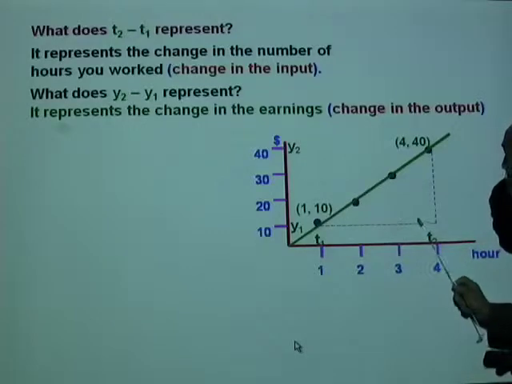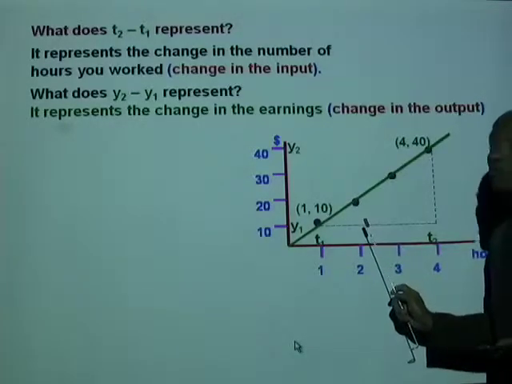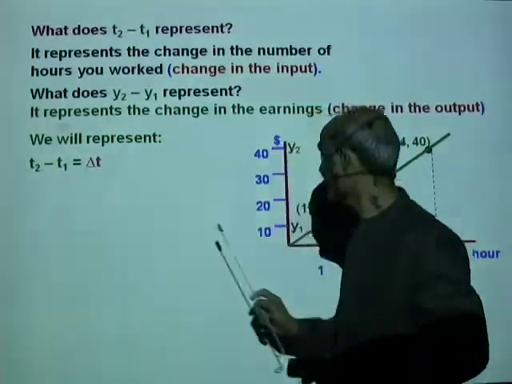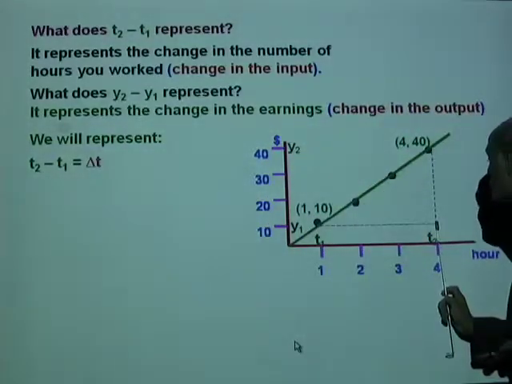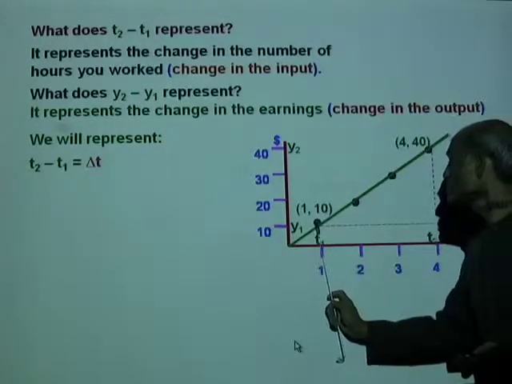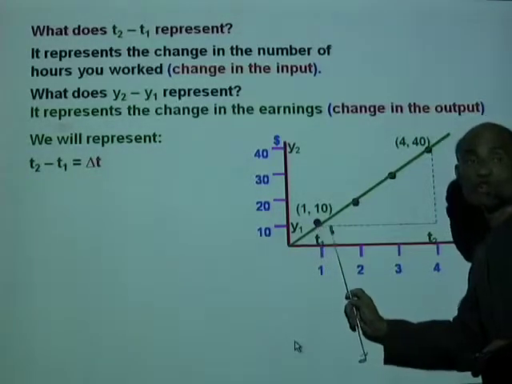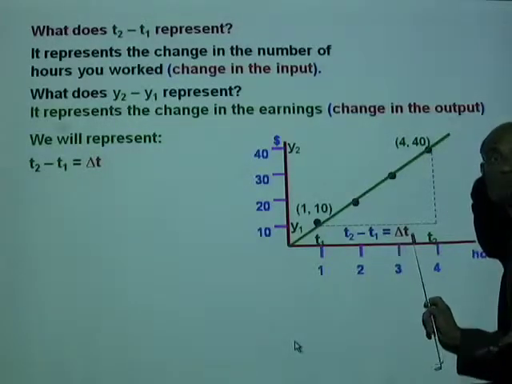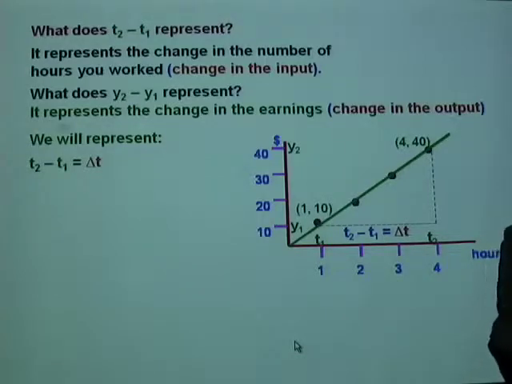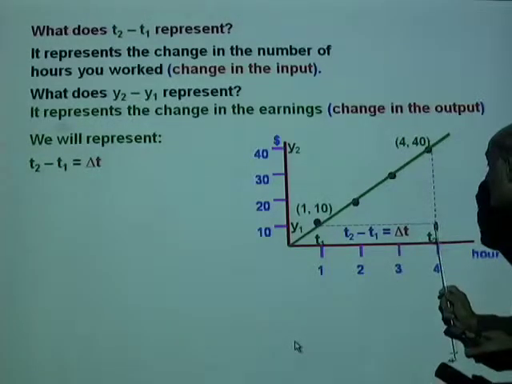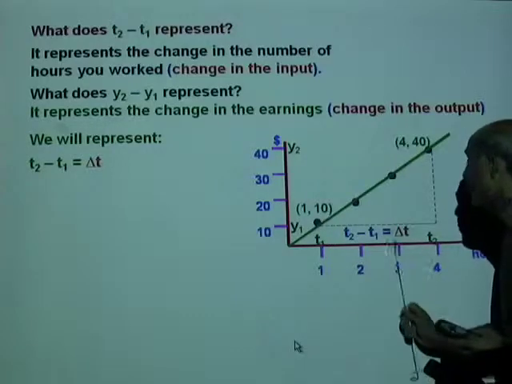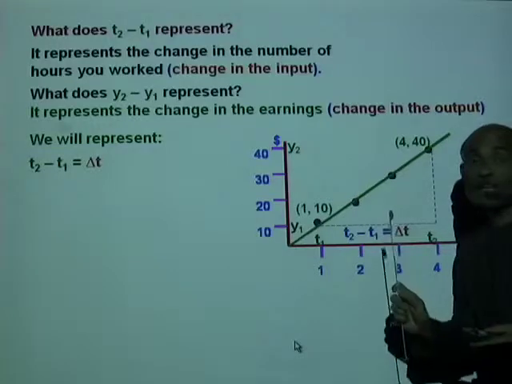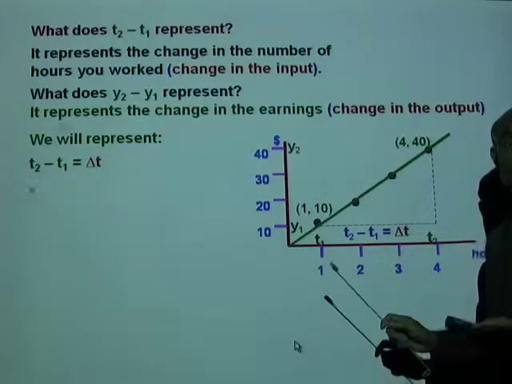Now I have drawn a triangle here to represent these quantities. We will represent t2 minus t1 equal to delta t. This is t2, 4 hours. This is t1, that is 1 hour. So this length is t2 minus t1 and we will call it delta t. And in this case you know that t2 minus t1 is 4 minus 1, that is 3 hours. So delta t in this case is 3 hours.